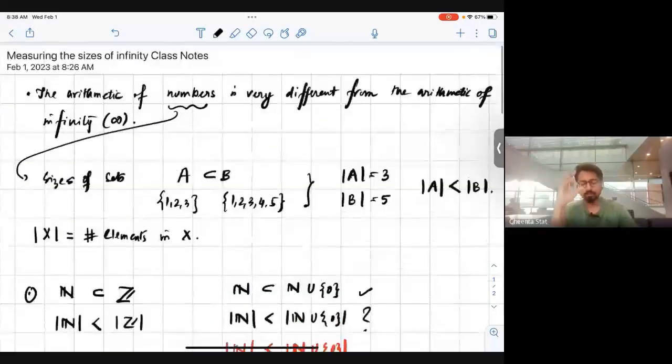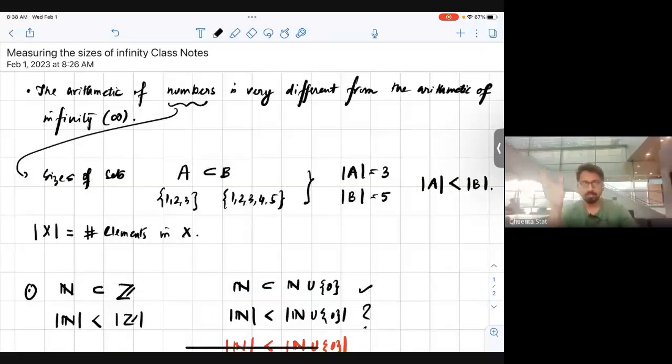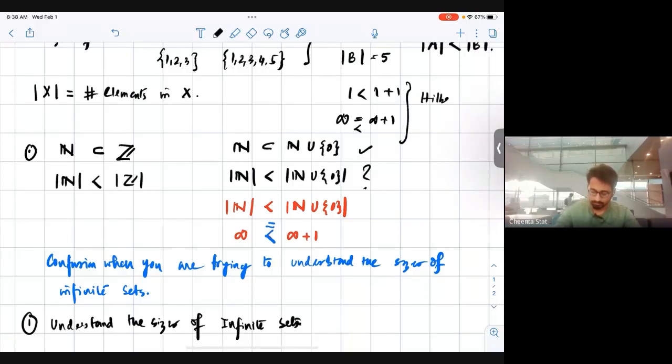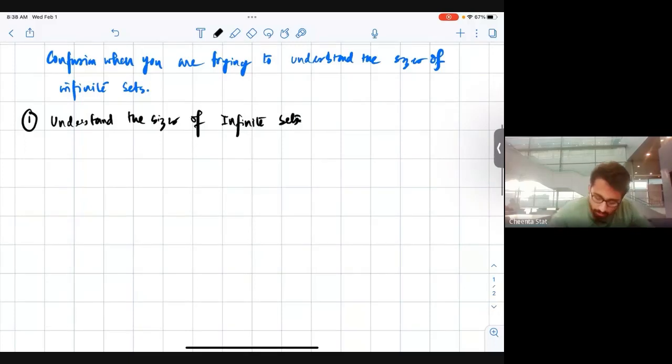So therefore, the beauty of this whole concept is that infinity has a different arithmetic because you know that 1 is less than 1 plus 1. But we still have a dichotomy and a confusion regarding whether this is less than or equal to, right? And you can read an interesting article on this, called Hilbert's Hotel. You may like it.